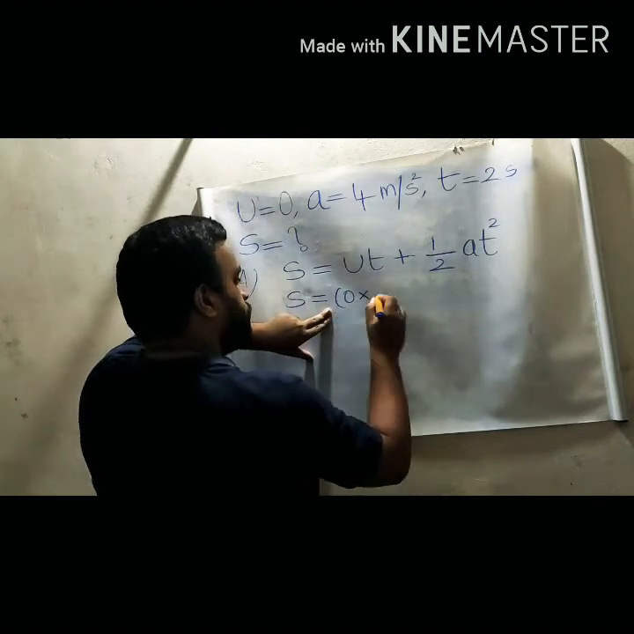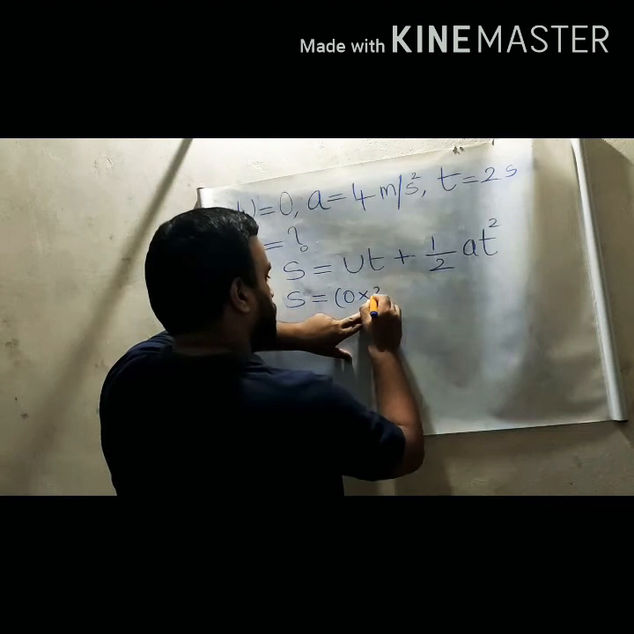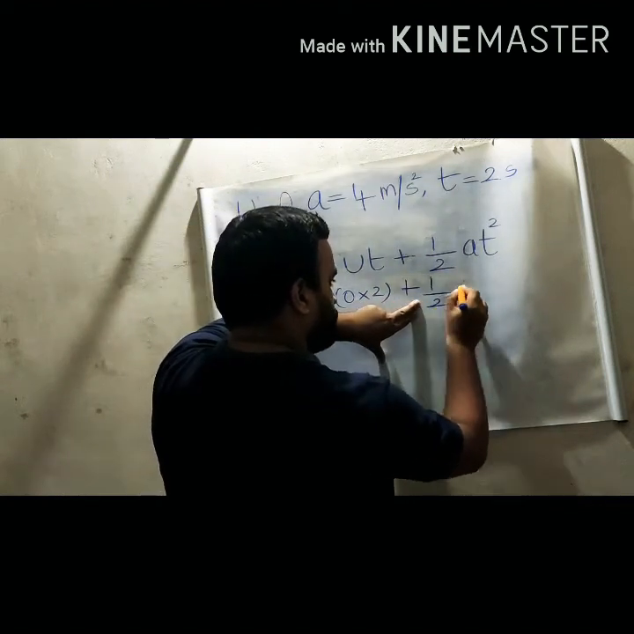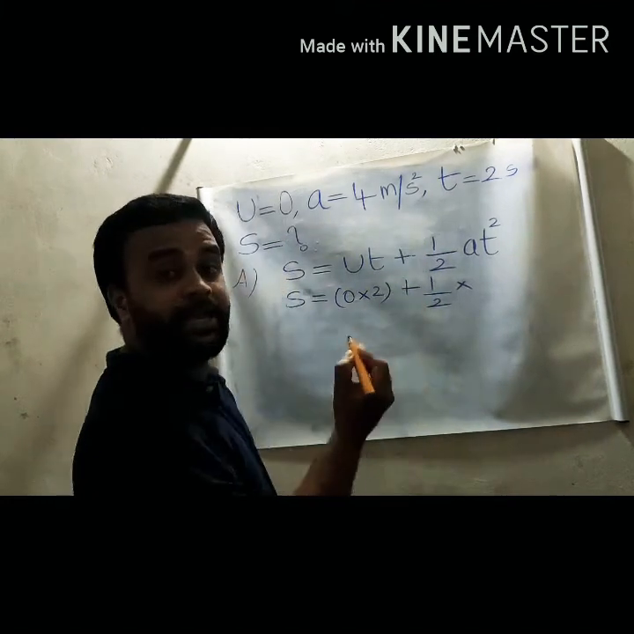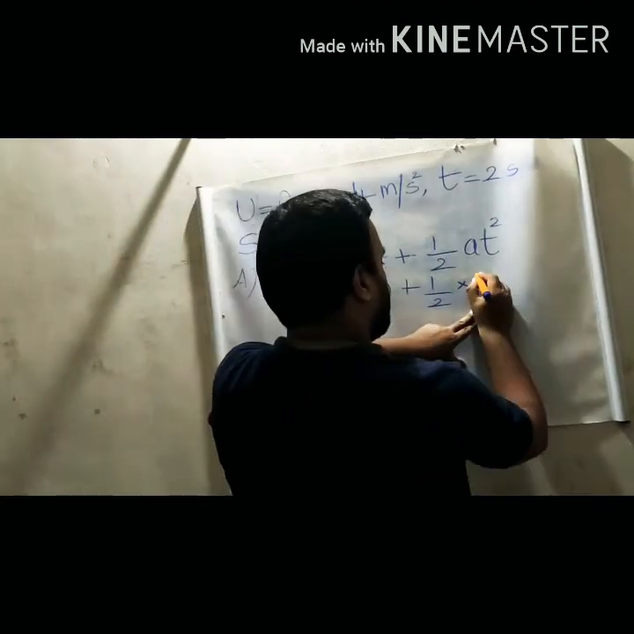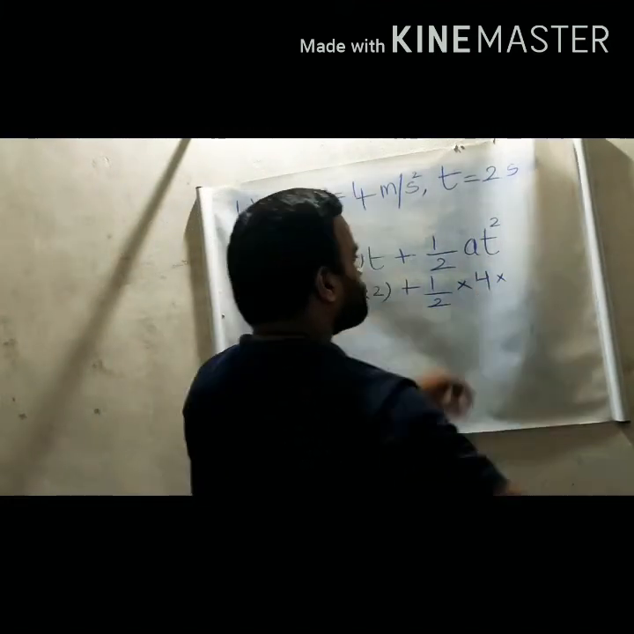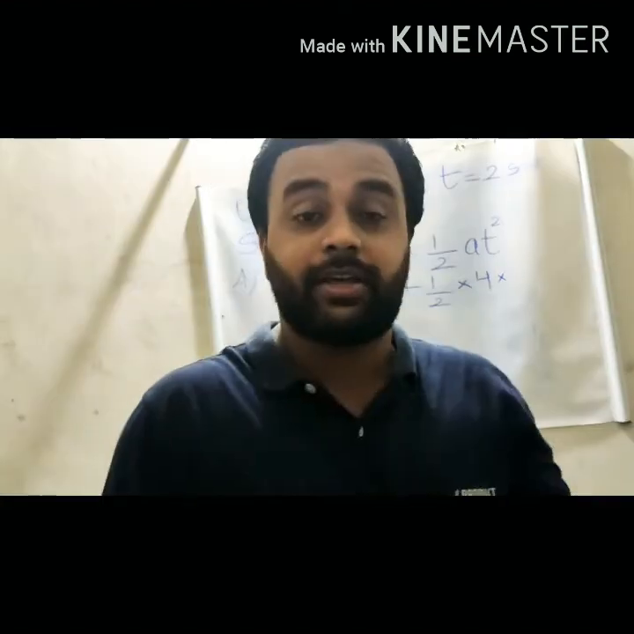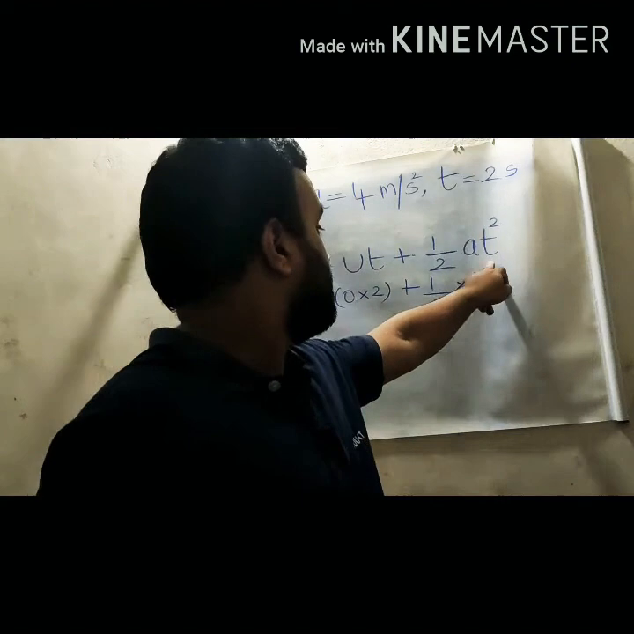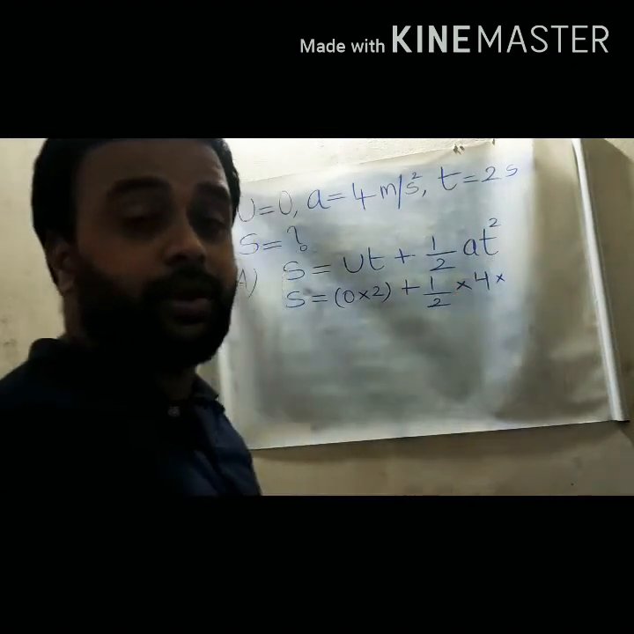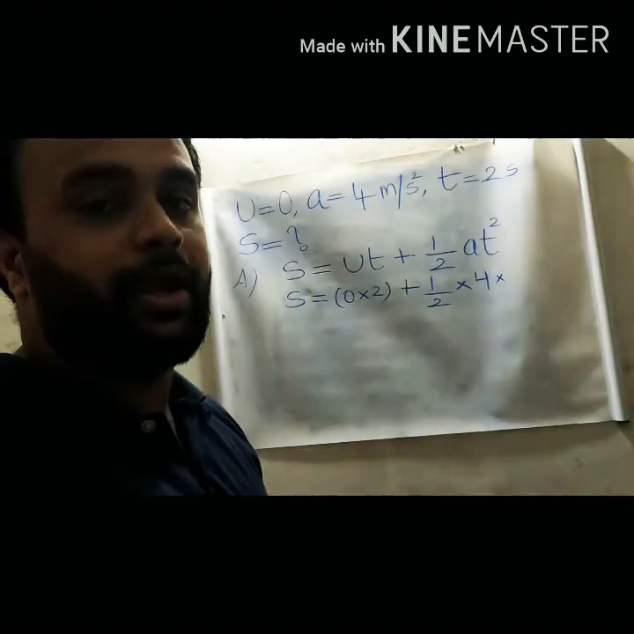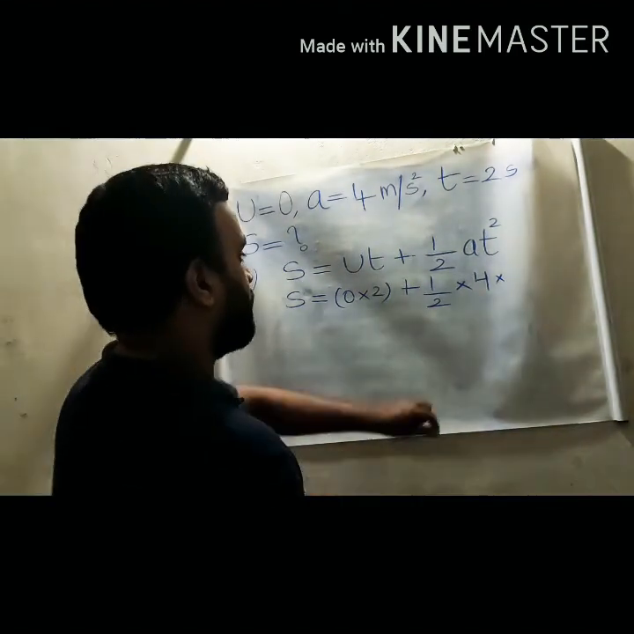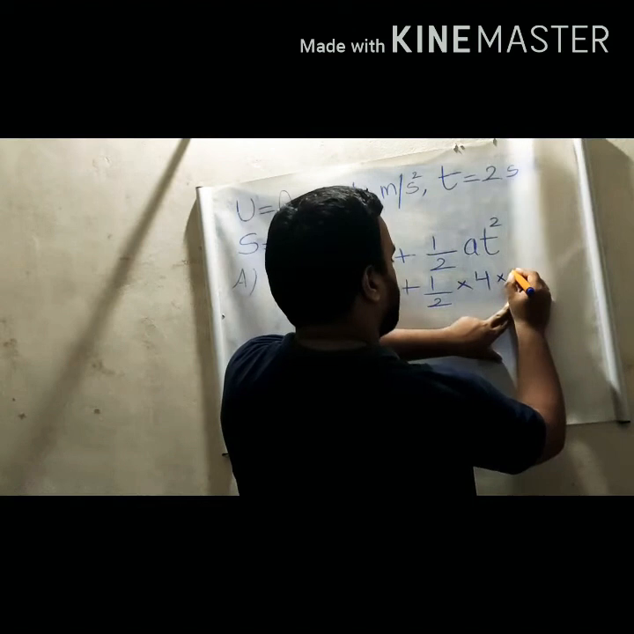0 into t, which is 2, plus 1 by 2 into a, which is 4, into t square. t is given as 2, so 2 square is 2 into 2, which is 4.